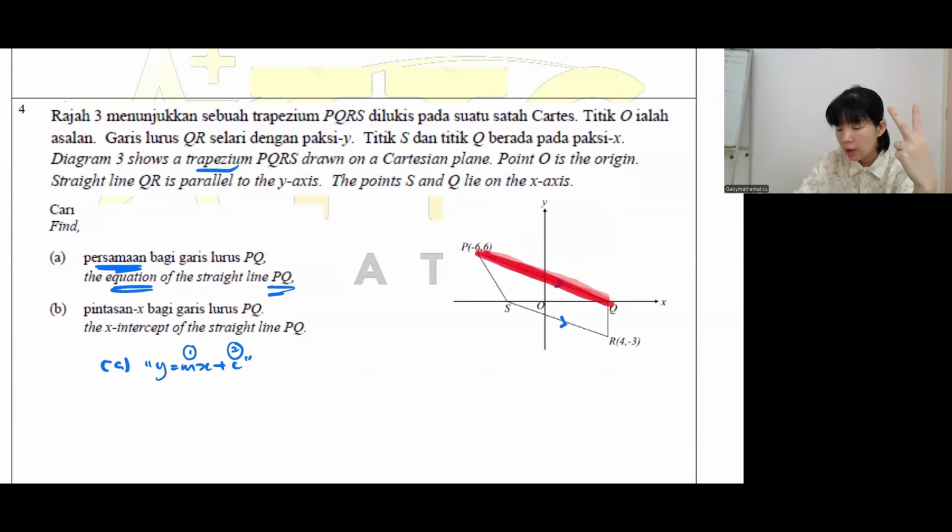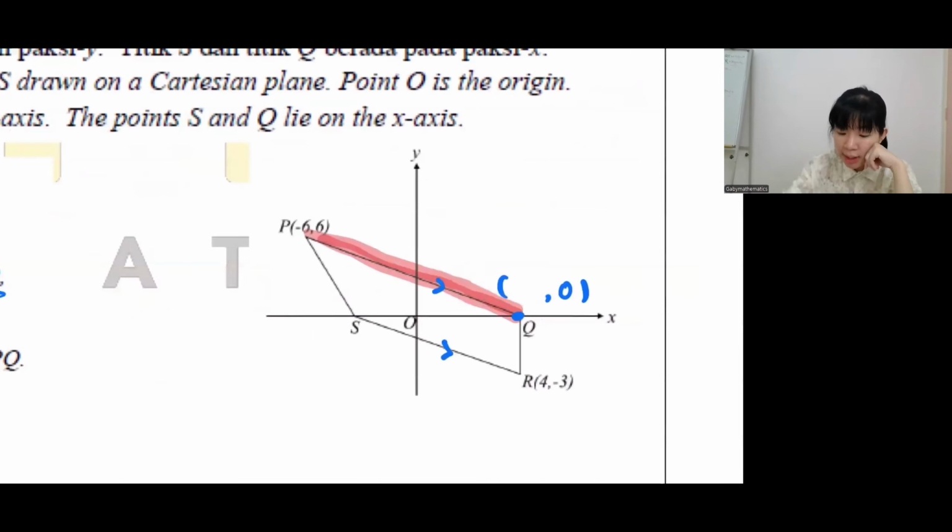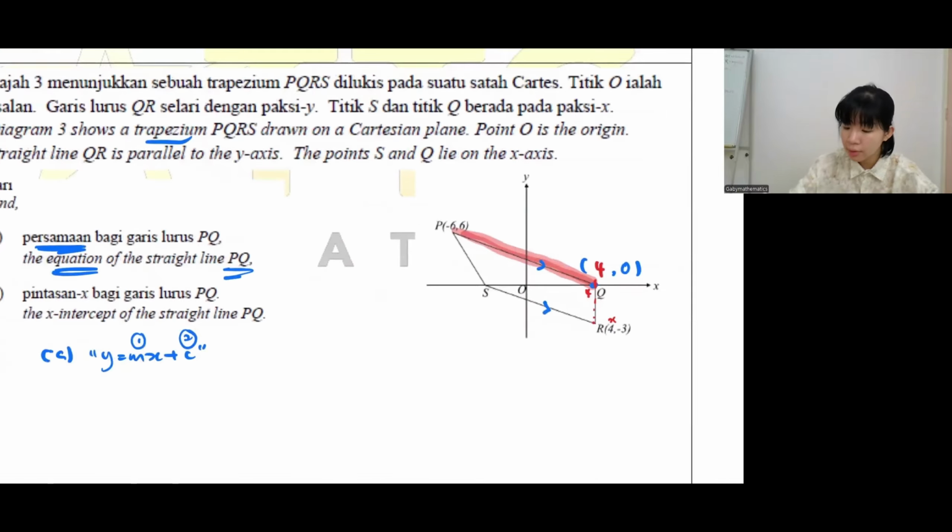This line has P (-6, 6). How about Q? Q is on the x-axis, so the y coordinate will be 0, definitely. How about x? They say QR is a vertical line, so if the x is 4 here, it is 4 here too. So Q is (4, 0). Agree? Now you have 2 coordinates already.